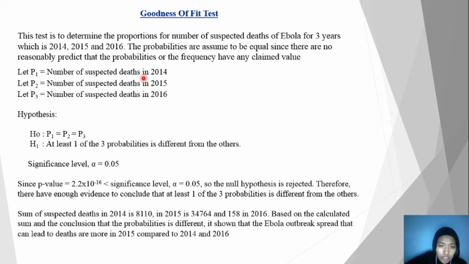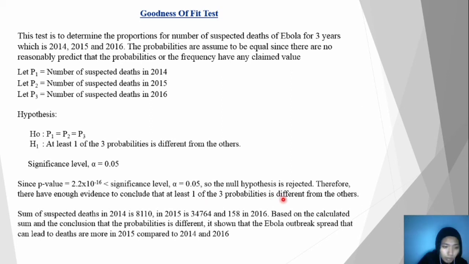In this test, I use significance level 0.05 also. Since the p-value is less than alpha, the null hypothesis will be rejected. Therefore, there is enough evidence to conclude that at least one of the three probabilities is different from the others.